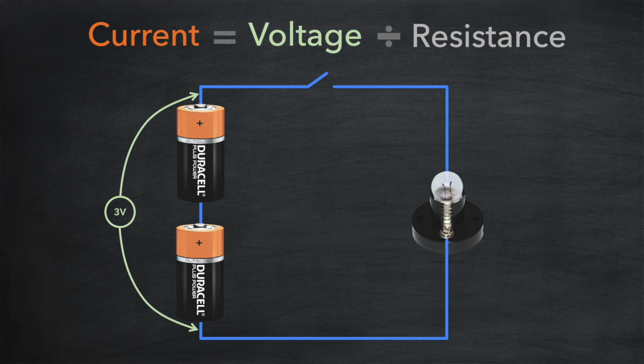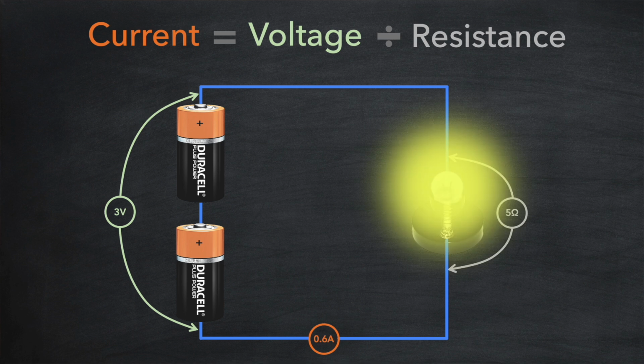With the switch open, we're of course measuring 0 amps, and as we know the resistance of the bulb, 5 ohms, we should be able to work out the expected current. 3 volts divided by 5 ohms equals 0.6 amps. Okay, let's throw the switch and see what happens. Wow, that's bright. We are indeed getting 0.6 amps.